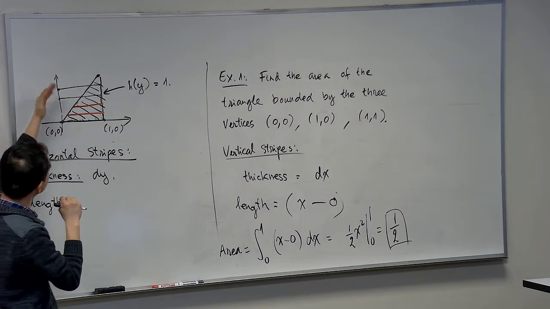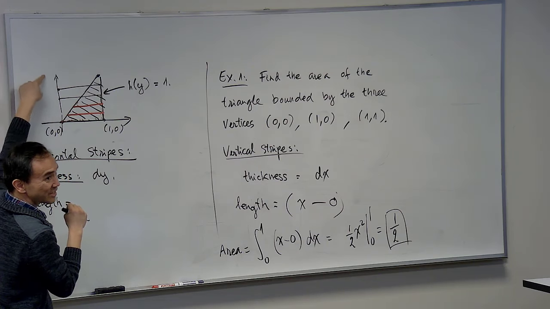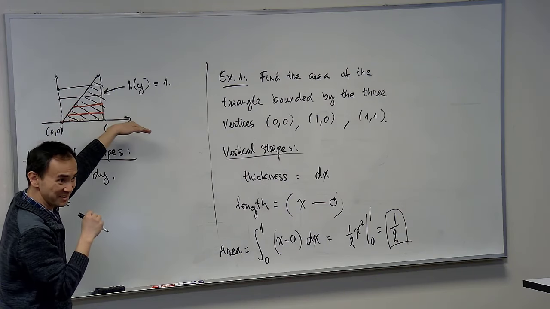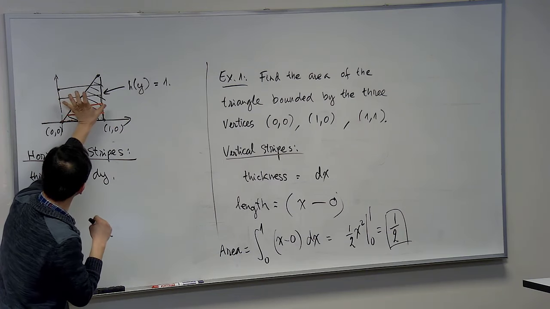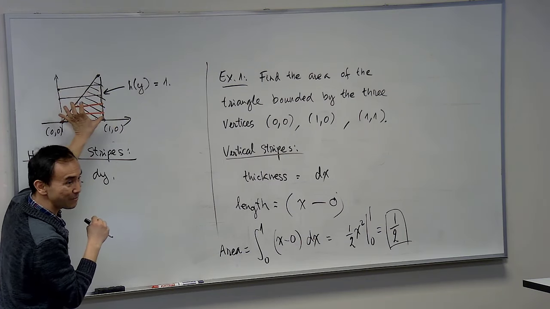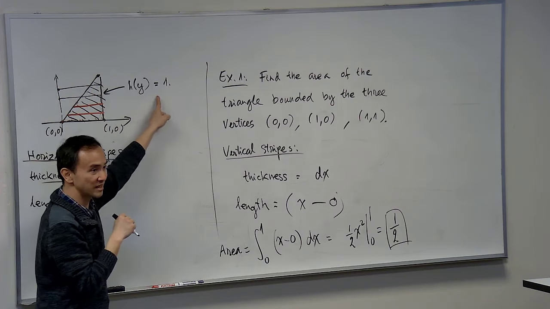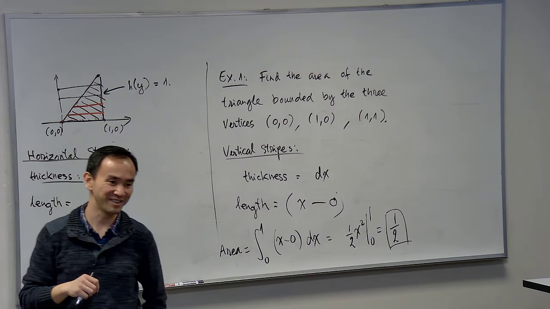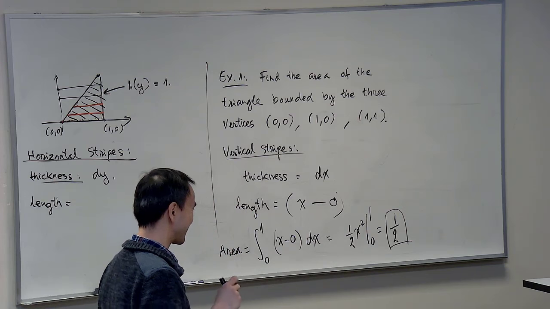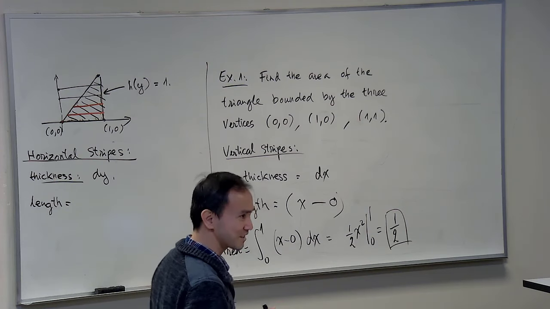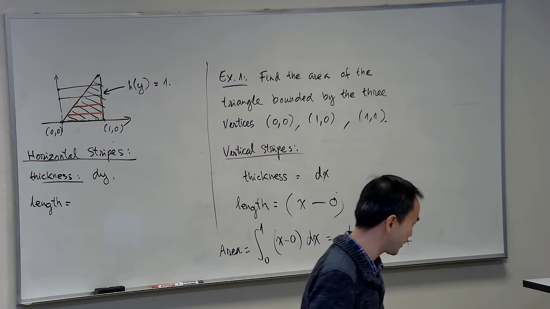Now if you're treating this as your input axis, the output goes this way, and the input axis goes this way. So at each input here, you've got a constant height, constant output being one. That's why it's h of y equals one. Yes, it's a little unusual that we're looking at the picture sideways like that. It will get better. Let me show you guys this trick that helps a little bit.